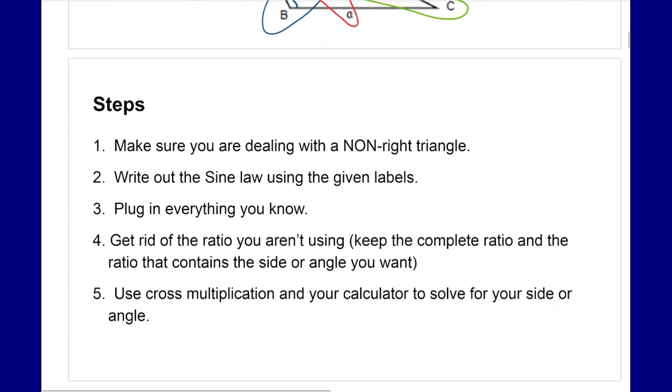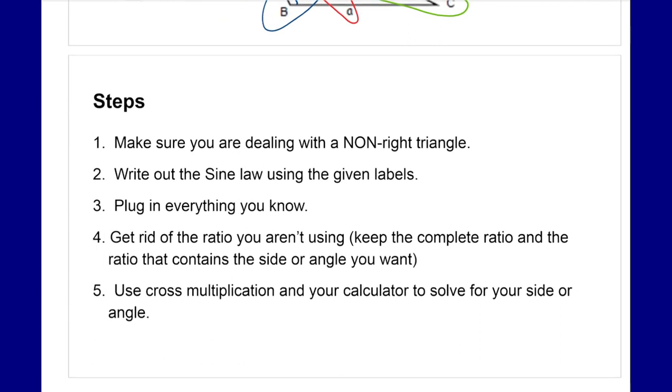So the steps to working with the sine law: make sure you're dealing with a non-right triangle. We're going to write out the sine law using the given labels. We're going to plug in everything we know. We're going to get rid of the ratio we aren't using. So essentially, we're going to keep a complete ratio and the ratio that contains the side or angle you want. So essentially we're going to have a full pair and a half pair. The third ratio or the third pairing doesn't really matter. We're only going to really look for two, because we can't really have two equal signs when we go through and solve. And then finally, we're going to use cross multiplication to solve for our side or angle.